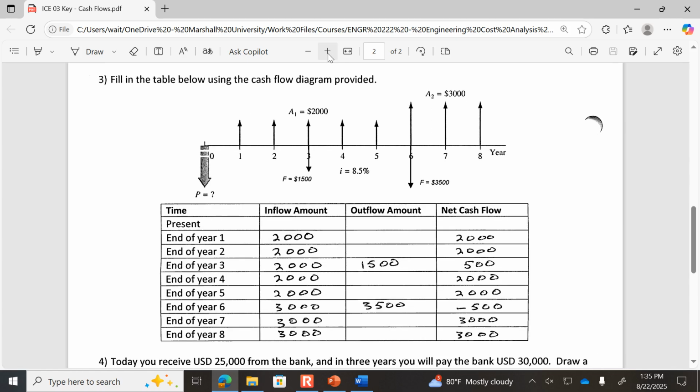The answer to number 3 is up on the screen. So we don't need to worry about interest in number 3.